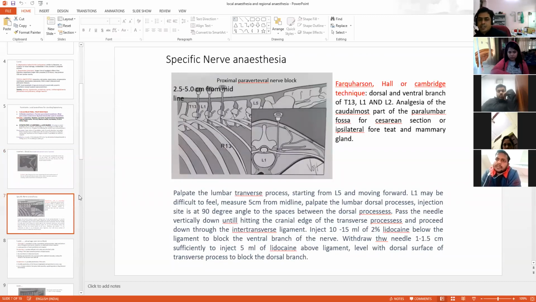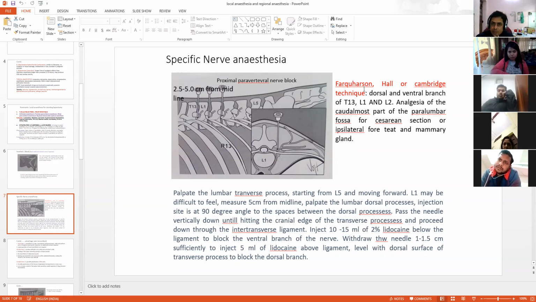Now next one is specific nerve anesthesia, in which you are going to desensitize a particular nerve branch. First one is the proximal paravertebral nerve block. This is a paravertebral nerve block. So first I am going to discuss the proximal paravertebral nerve block, then I will discuss the distal paravertebral nerve block.